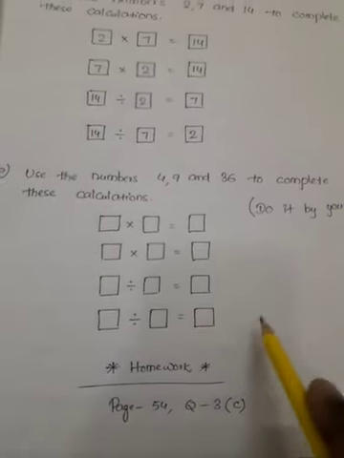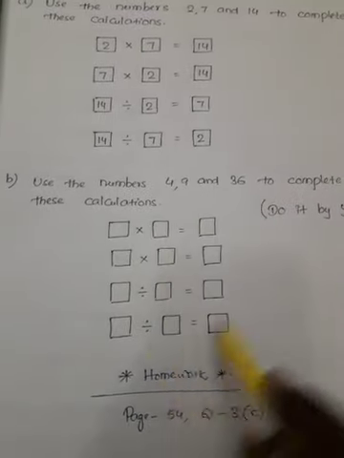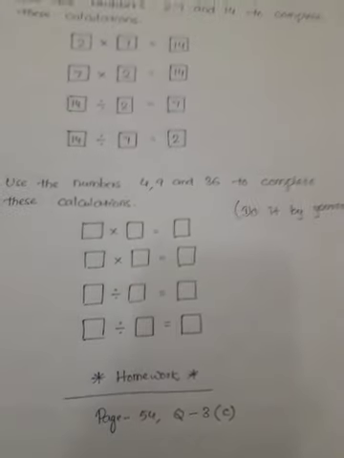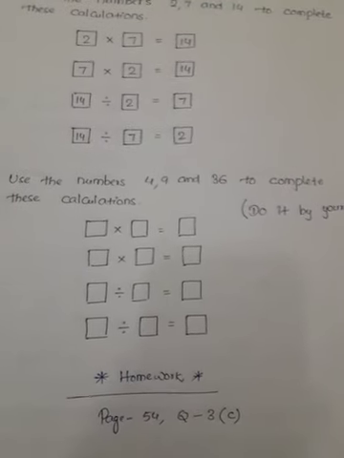So, this question you have to do by yourself. Use the numbers 4, 9, 36 to complete this calculation: 2 for multiplication, 2 for division. And your homework is page number 54, question number 3C.